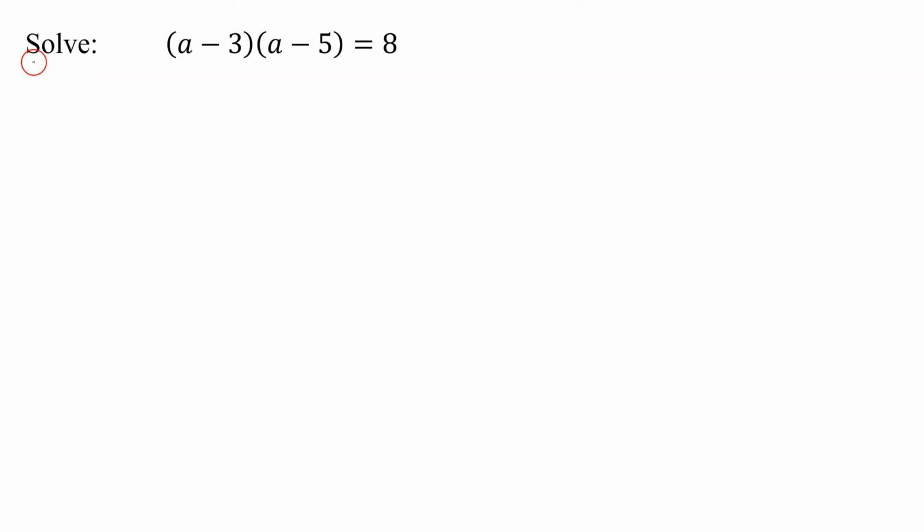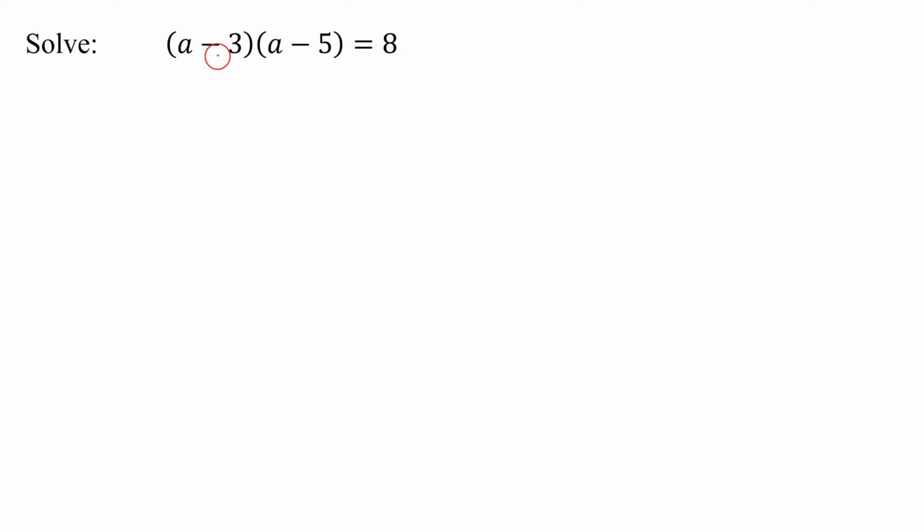In this example, I'm asked to solve when I have the binomial a minus 3 times the binomial a minus 5 equals 8. Well, what type of equation is this? On first glance, it kind of looks like half my work's done because the left-hand side is nicely factored. And unfortunately, what students do when they see this, they go, oh, it's factored. I'm going to set each of my factors equal to 8 and then solve it.